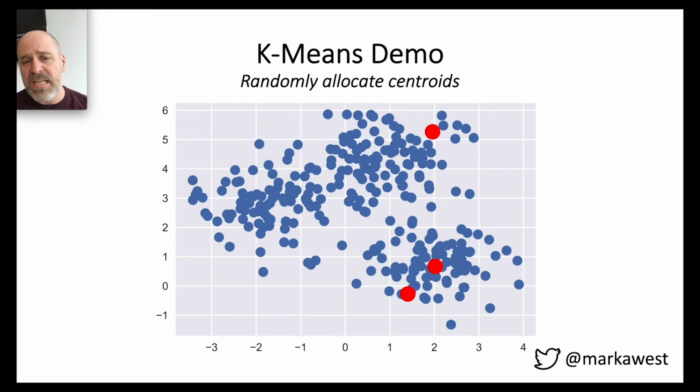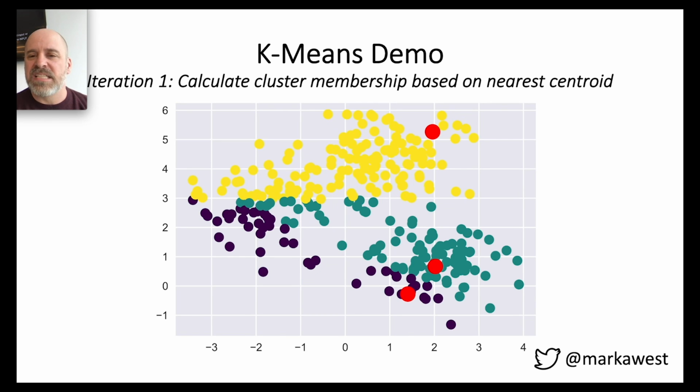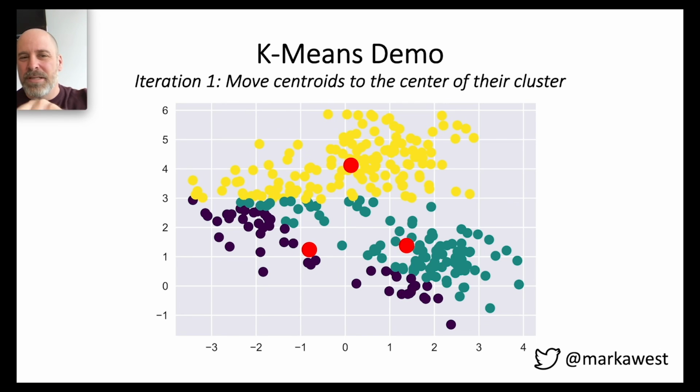The first thing the algorithm does is randomly allocate 3 centers, or centroids, to our data set. And the next thing it will do is calculate cluster membership based on the nearest centroid. So all of those yellow dots, they're all in the same cluster. The green dots are in the same cluster. The purple dots are in the same cluster. But you see our cluster centroids are not central anymore. So now we have to move them centrally into our cluster.